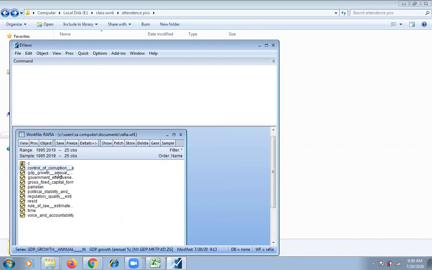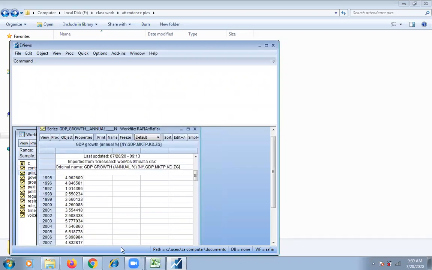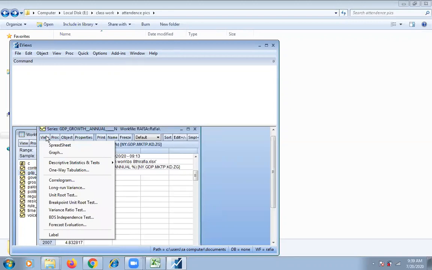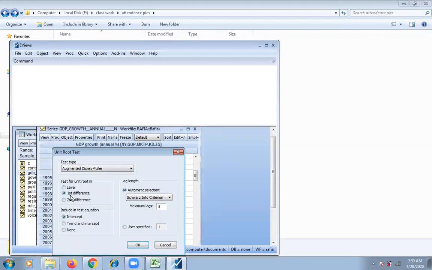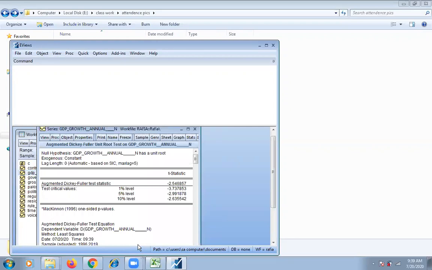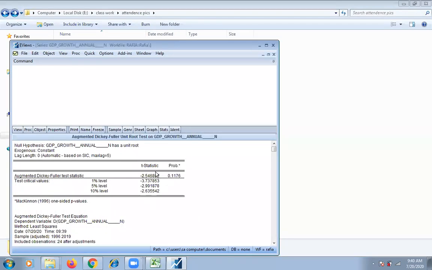Okay. Now come to the second variable. Second variable is over here. Please go to view, unit root test, first on level. You can see this one. At level, this is non-stationary, it has a unit root problem because the t statistic value is less than the tabulated value at any level of significance.